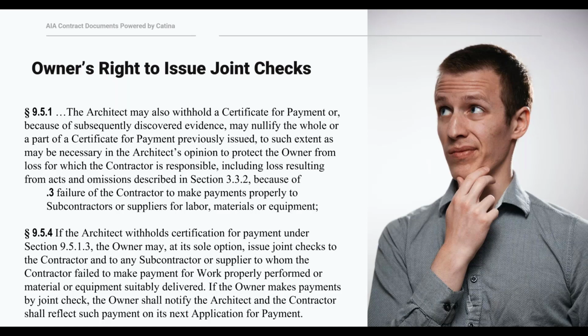And when the owner does issue a joint check, it means that neither the contractor nor the sub can cash or deposit the check in the absence of the endorsement by the other. So the purpose of this is that it allows the owner to have some degree of assurance that when it does make payment, the indebtedness to the subcontractor or supplier has been satisfied. And then of course that limits the exposure that the owner has to potential lien claims.